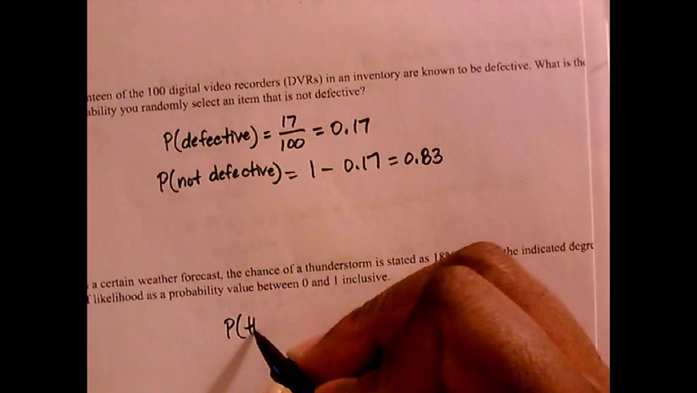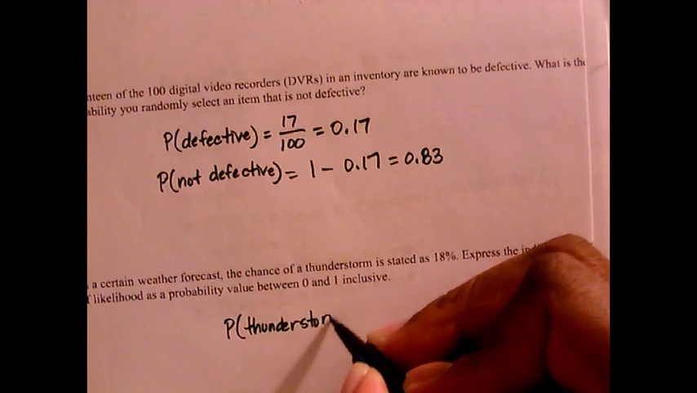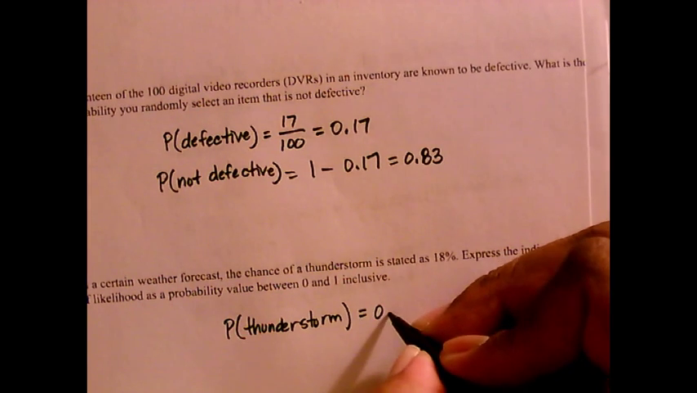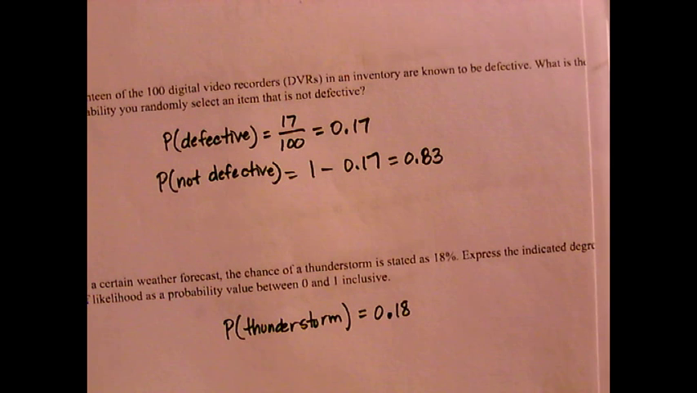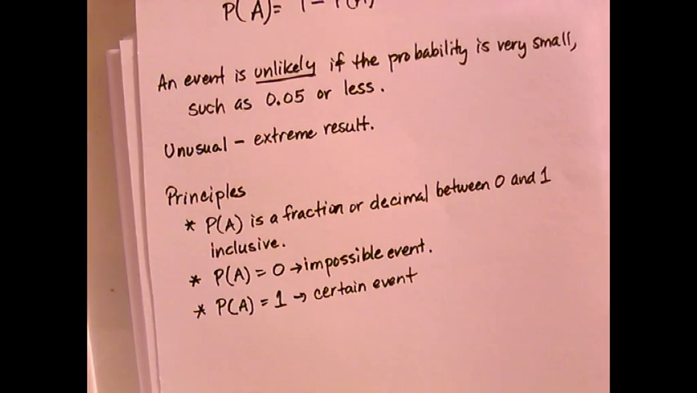So here we can say that the probability of a thunderstorm, and we're going to write this as a decimal value between 0 and 1. So 18% as a decimal would simply be 0.18. And that's all there is to it. So the probability of a thunderstorm happening will be 0.18, or an 18% chance of a thunderstorm.